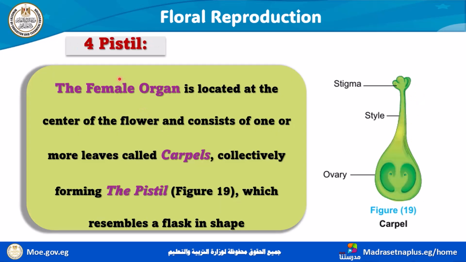The fourth rule of the flower is the female organ. It's located in the center of the flower and consists of one or more leaves called carpel. This is the shape of the carpel, collectively forming the pistil, which resembles a flask in shape. Like you can see here in figure 19, the carpel like the flask in shape.